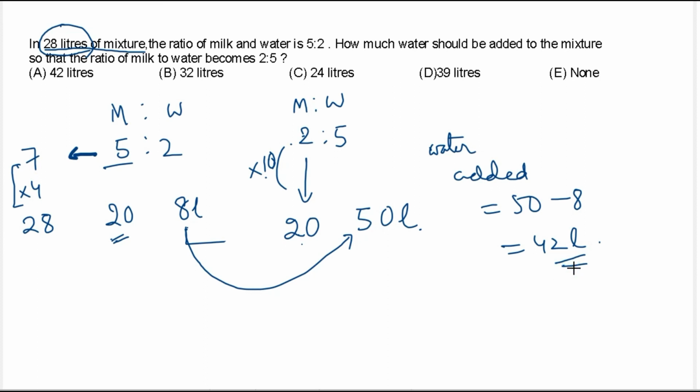Okay, I repeat, since only water is added, the amount of milk will be same as it is. So first we calculate what is the amount of milk in here, that is 20, so we have to make it 20 here, so multiply by 10, so the water amount becomes 50. So from 8 to 50, what is the amount of water added?